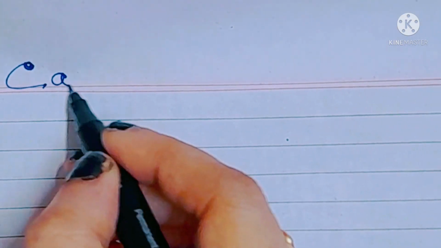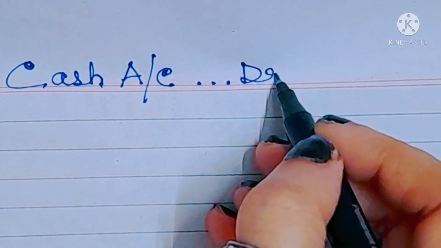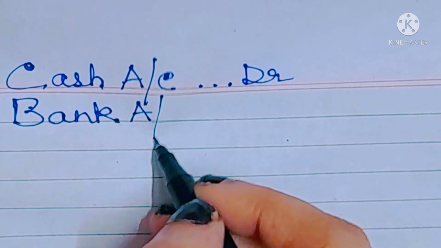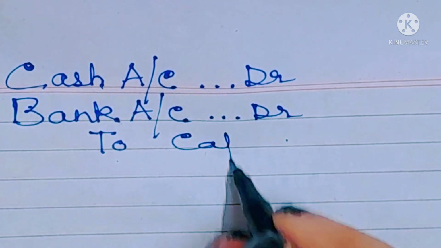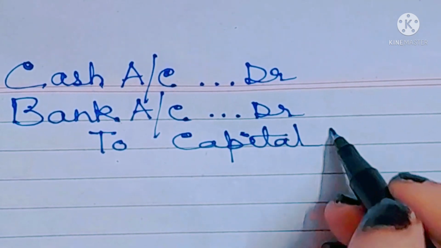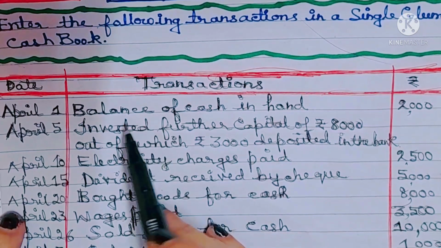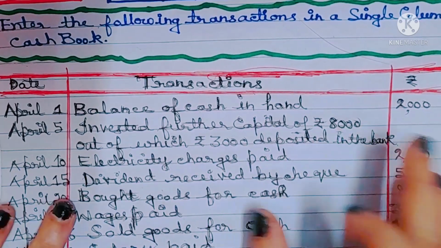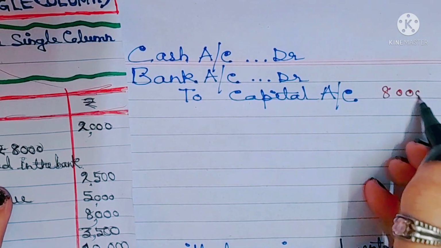So let me show you. The journal entry will be cash account debit, bank account debit, to capital account credit. Now let's see the amount. Now what is the amount? On 5th April, invested further capital of 8000. Capital is 8000. So we'll have to write 8000 to capital account.